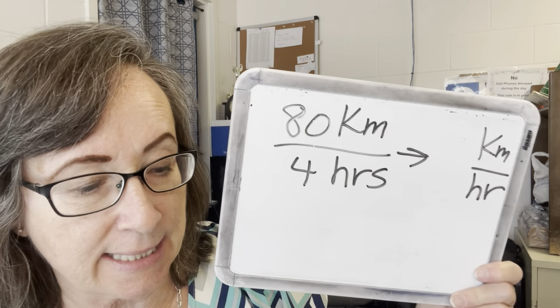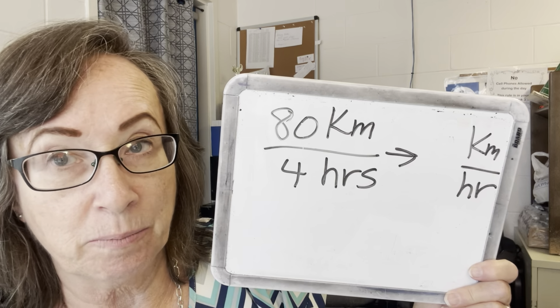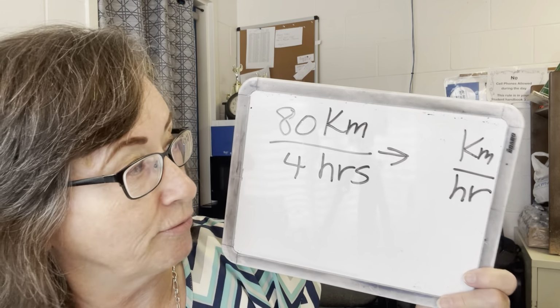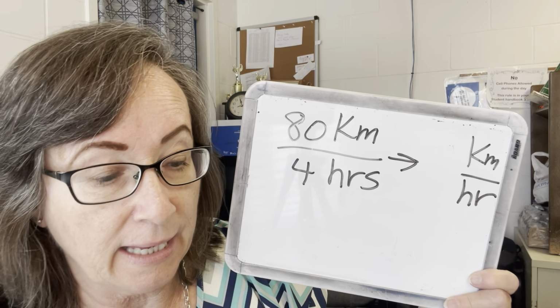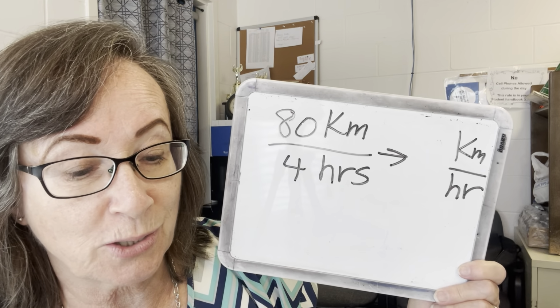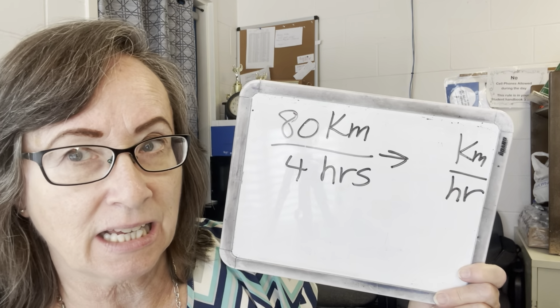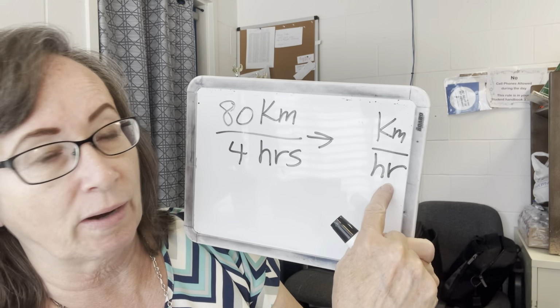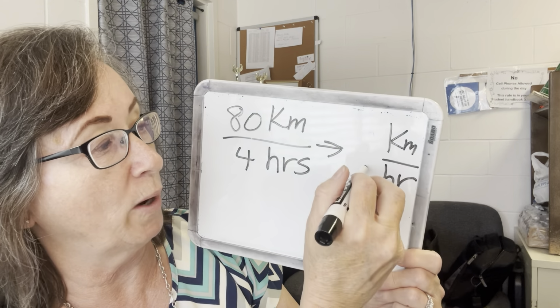We have one more problem that I'm going to do for you. And this one is number 4. I have to get back to the right page here. Okay. And number 4 says, a bird flew 80 kilometers in 4 hours. Okay, so what was the bird's average speed in kilometers per hour? So we're trying to get to a unit rate. How many kilometers per 1 hour?